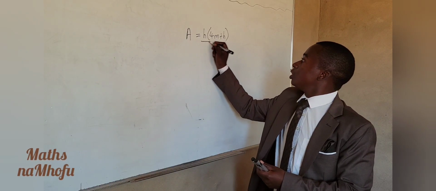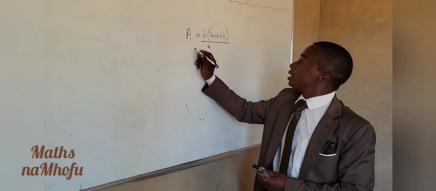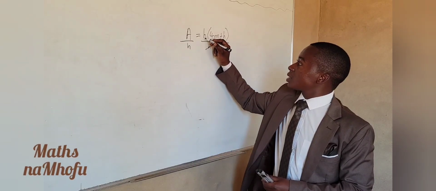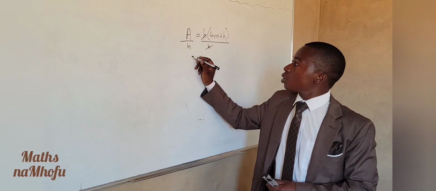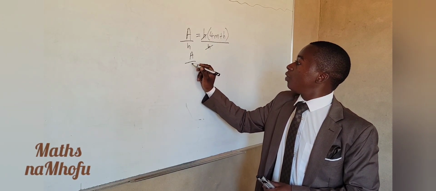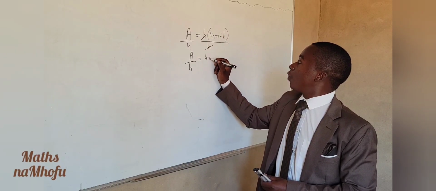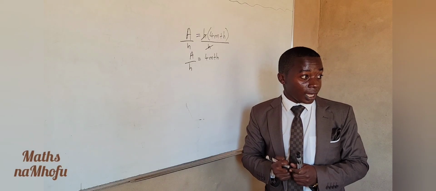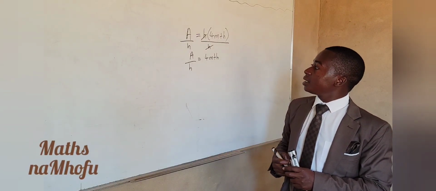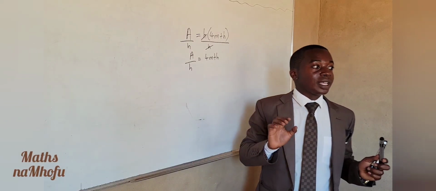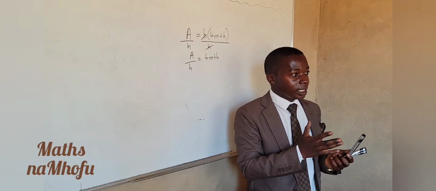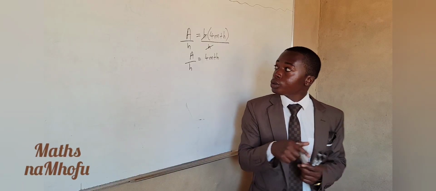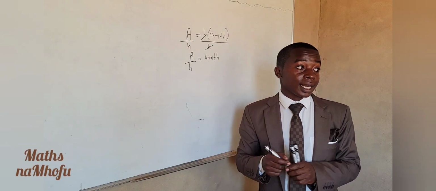To eliminate it, you divide here by H, and here by H. Are we together? So this cancels out that. So you remain with A over H is equal to 4M plus H. Are we together, guys? Yes, sir. Right. If you do this, yes, it's fast. But there is a certain part that might end up confusing you. So I will show you 2 methods, and you see that we still get the same answer, right?